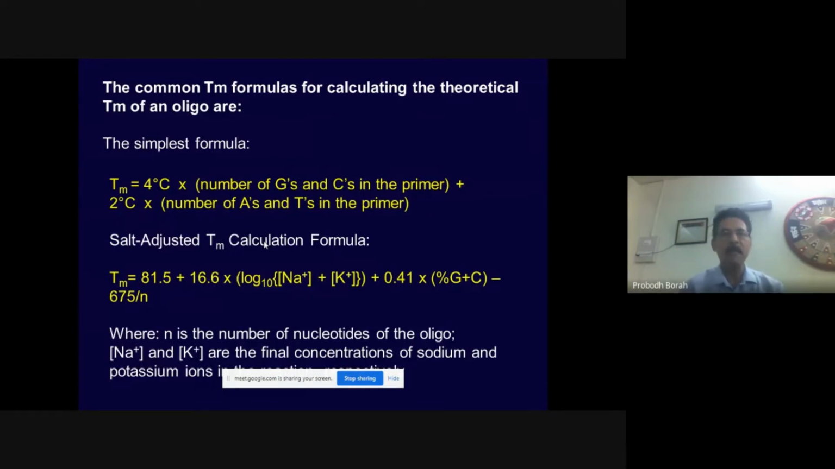In that way, the temperature tolerance is increased in presence of salt in a solvent. So the salt adjusted TM value of a primer needs to be calculated when we want to calculate the optimum temperature or TM value of a primer design. That can be calculated by a formula like this. Of course, different software or tools do not all use the same formula, but this is one which is more commonly followed.